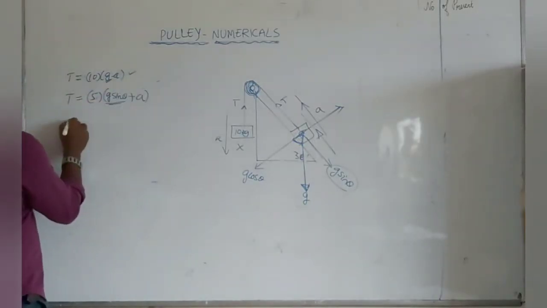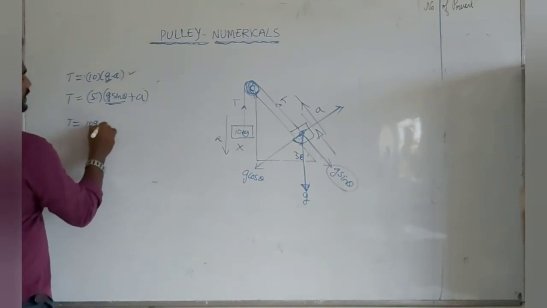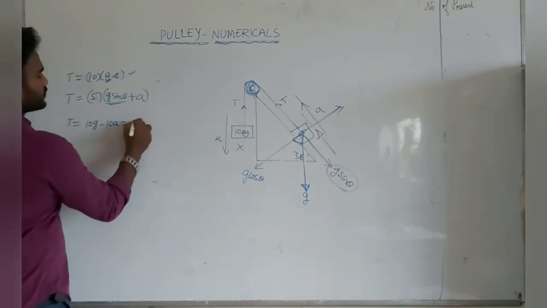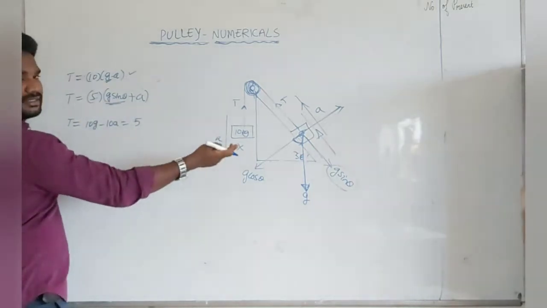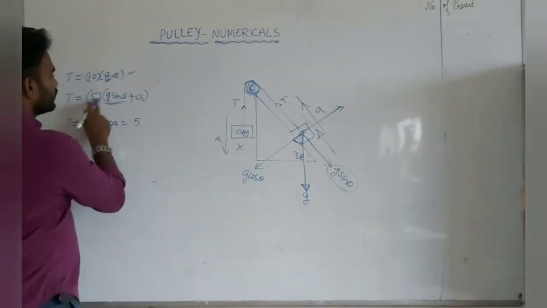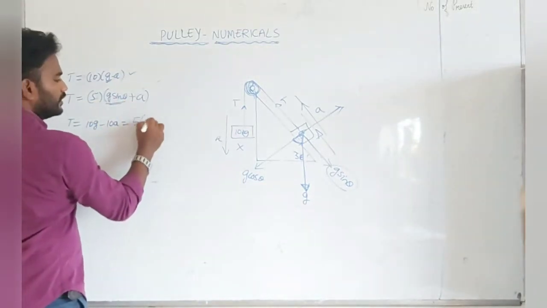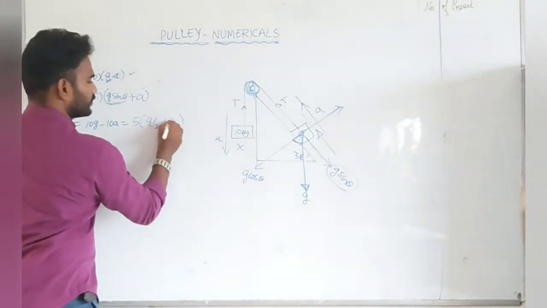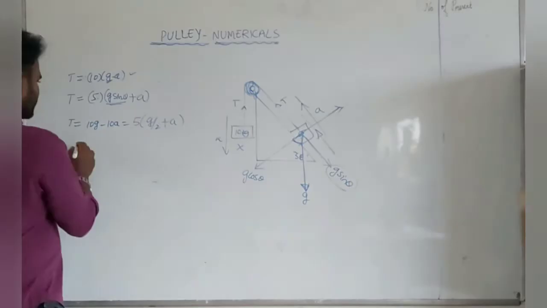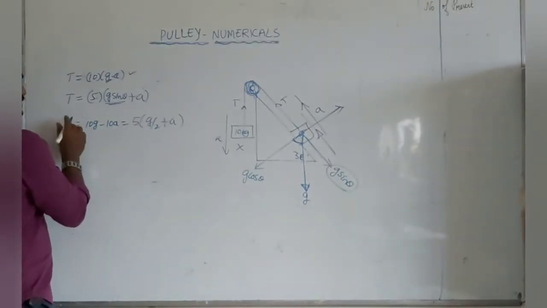Definitely, first T is equal to what? 10G minus 10A is equal to 5G sin theta. Sin 30 is how much? G by 2. So 5 into G by 2. Guys, tell me, 5 into G by 2 plus A. That's all, guys. Very simple.